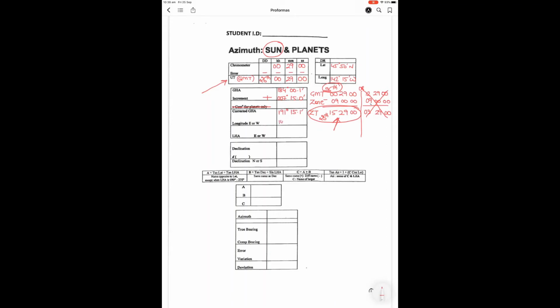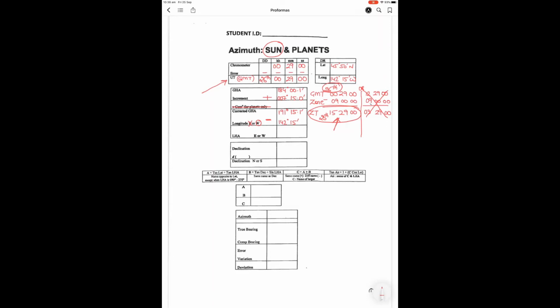Now your longitude is what? Longitude is 142 degrees 15 minutes, and it's west longitude, not east longitude. The rule of thumb is longitude west, GHA is the best. So that means GHA will be more than LHA. So longitude west, GHA best, GHA will be more, so you will subtract it. If it was longitude east, GHA would have been least and you would have added the longitude.